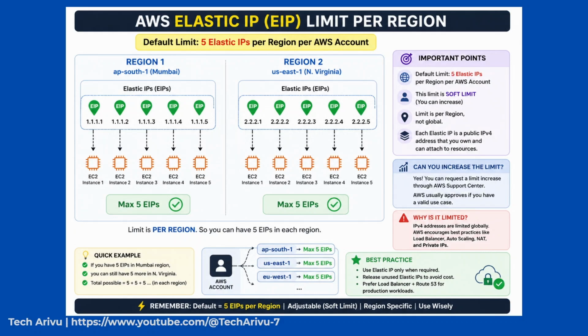And when to not use an Elastic IP? Don't use for large scale systems. Don't attach many EIPs unnecessarily. Prefer load balancer or auto scaling instead.